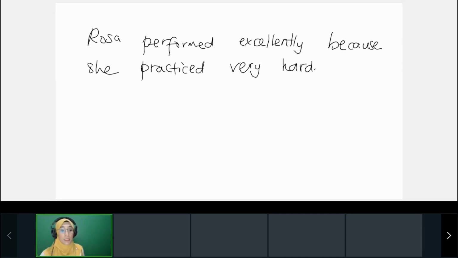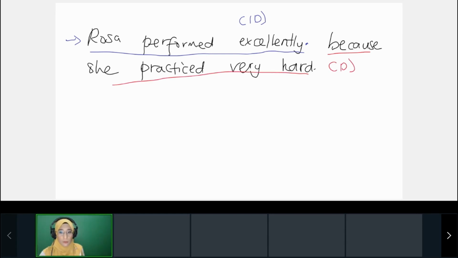Now, which one is the ID? Which one is the independent clause? Don't you think it's this one? Rosa performed excellently. Yes, if you're on the right page with me, then you are excellent. Yes, you can finish it off here. So this one we can call the ID. And then with this, because she practiced very hard, this one will be the dependent clause.